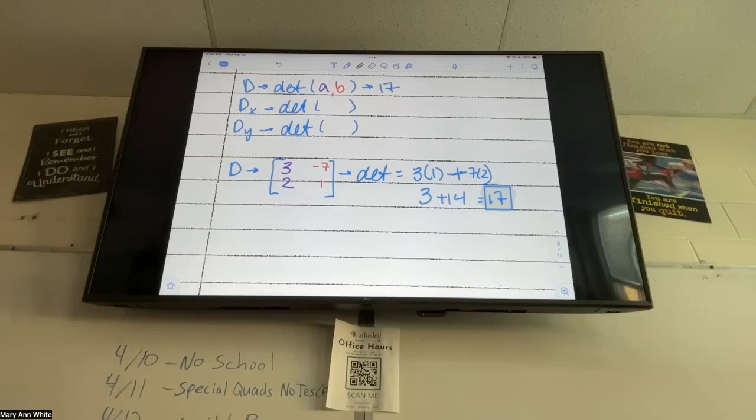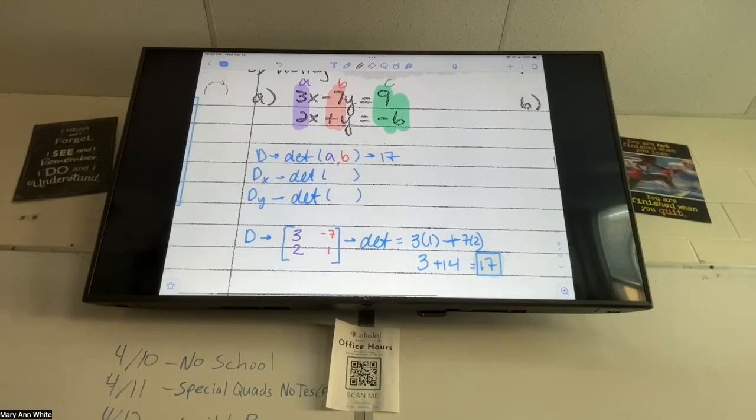All right, everyone good with that so far? My next one is Dx. We're not going to use the column that goes with my x's, so I'm not going to use A. I'm going to replace A with C. So I'm going to put C first, and then B stays second. Think about it: A and B always stay in their spot. A is always going to go first if it's in there, B is always going to go second if it's in there, and C is the one that moves around based on what we've got.